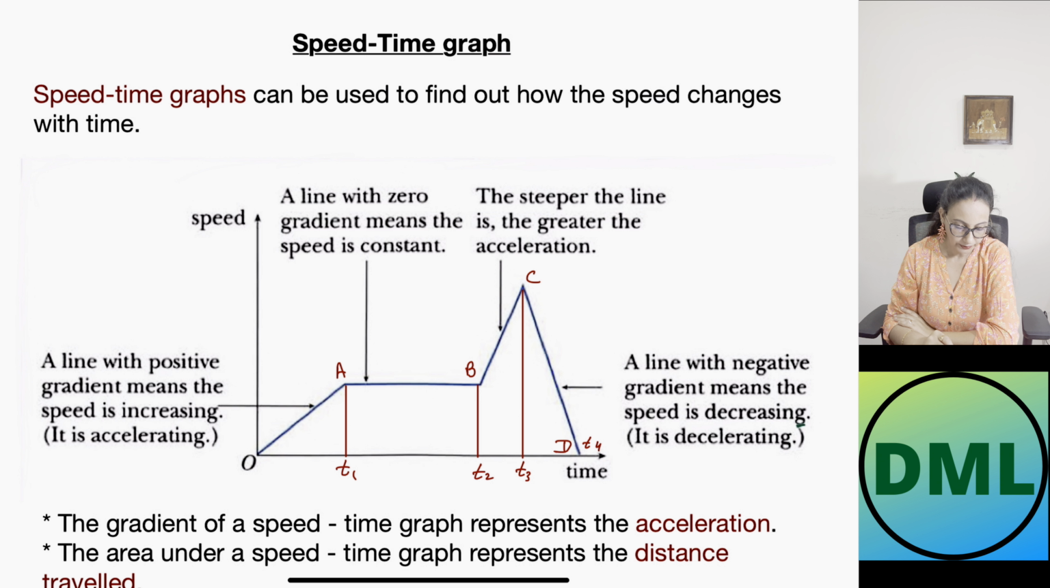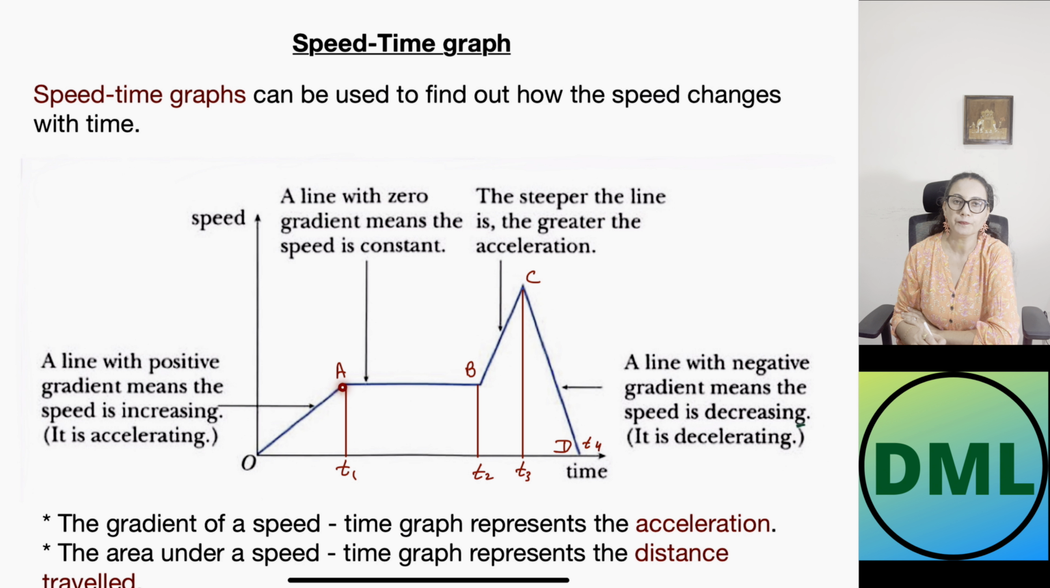Speed time graph. A speed time graph can be used to find out how the speed changes with time. This is our speed time graph and our graph goes like this from O to A to B, B to C and C to D again. In this part from O to A, my speed is increasing. A line with a positive gradient means that the speed is increasing. In this case, my gradient is positive.